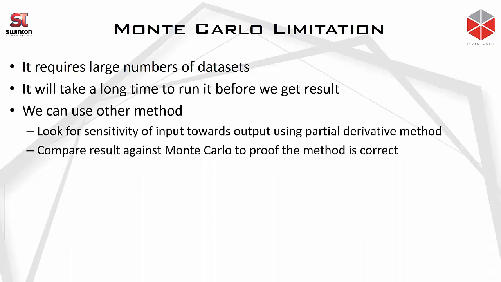So we want to look for another method that can be done much quicker. The way to do it is by looking for the sensitivity of the input towards the output using the partial derivative method. If we have a computer, we can use a numerical method that will come out with a very similar result. Now, to prove that the method is correct, we can compare the result of our method against the Monte Carlo.